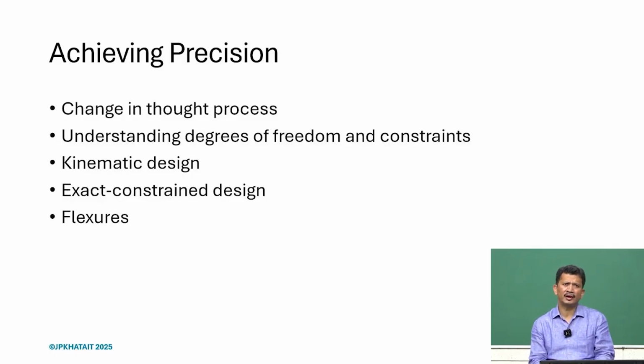We also try to understand that degrees of freedom and constraint play a very big role. If we follow the kinematic design principle or exact constraint design, many of these errors might be there, but they are systematic in nature. They will be constant and can be easily removed. That way we can achieve very good repeatability even with components which do not have very tight tolerances. So, precision doesn't mean precision components.